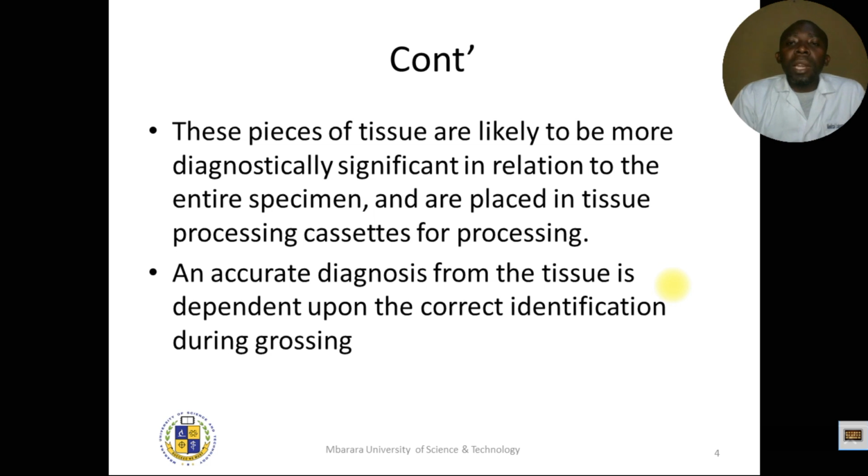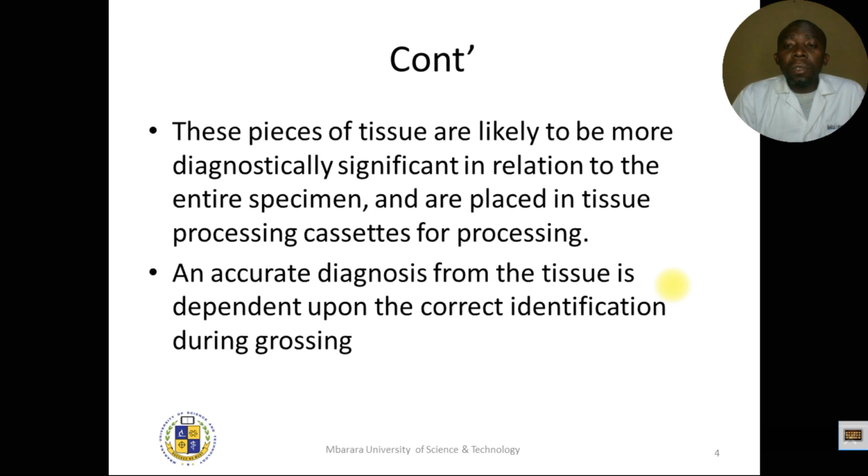So these pieces of the tissue are likely to be more diagnostically significant in relation to the entire specimen, and are placed in tissue processing cassettes for processing. When we have the big tissue that has been provided to us, we do not just pick any part, but we go for significant parts which are diagnostically important, that we suspect to have the tumor, and eventually those which produce results which will be very important in the management of the patient.